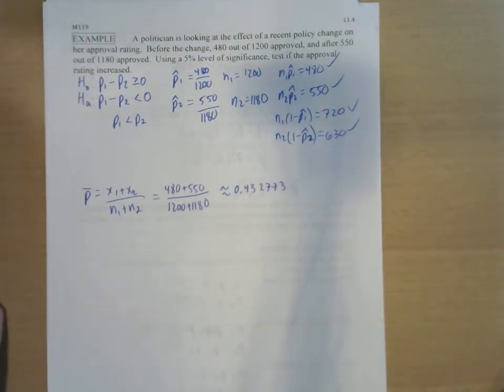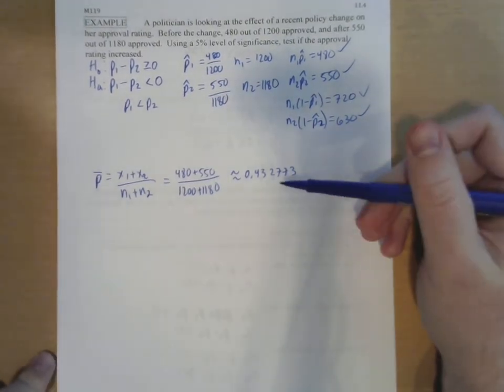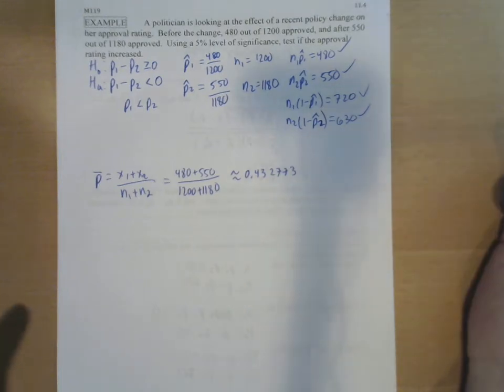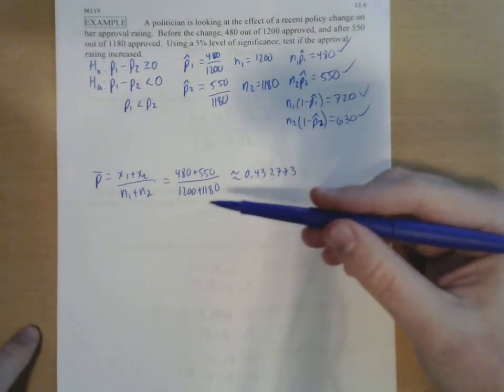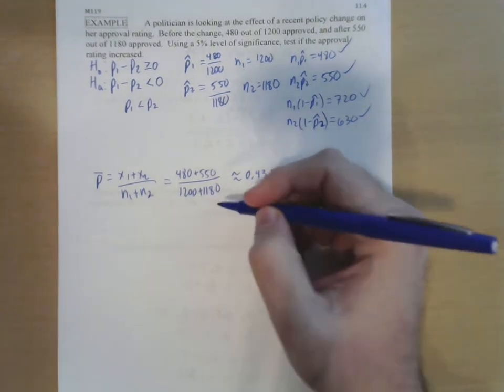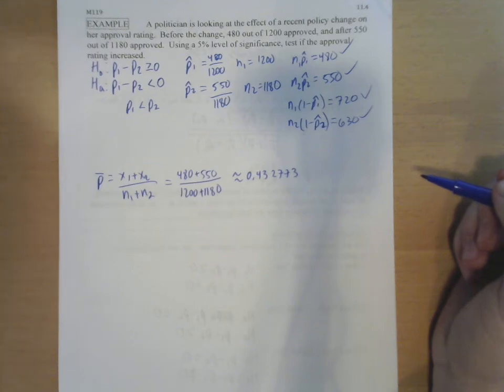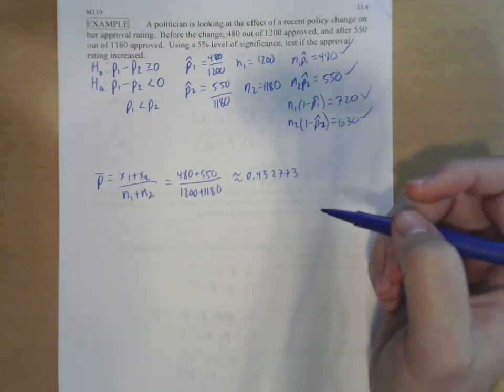0.432773. Remember, I believe I said in an earlier section, if you're going to do these intermediate calculations and you're not going to use the exact fraction, which of course we could, being 1030 over 2380, round it off to at least 6 decimals. You want to try and minimize the number of rounding errors that you introduce into your calculation.